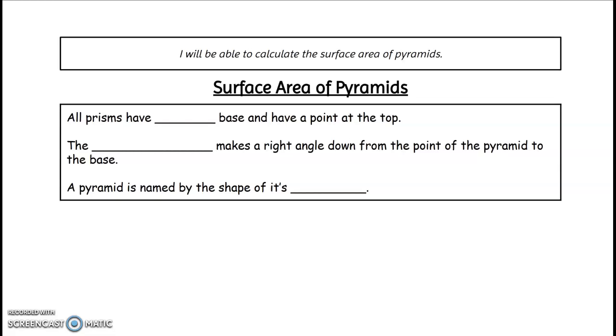Alright, today we are talking about the surface area of pyramids. We've already talked about surface area of prisms, so today is just pyramids. Make sure as you are watching this video, you are filling out your notes page.